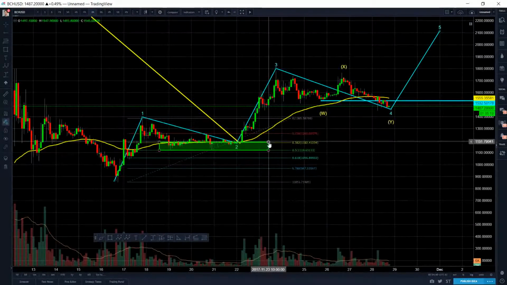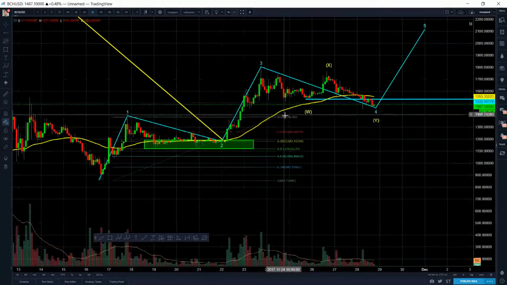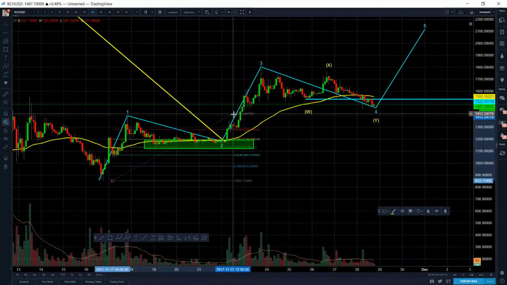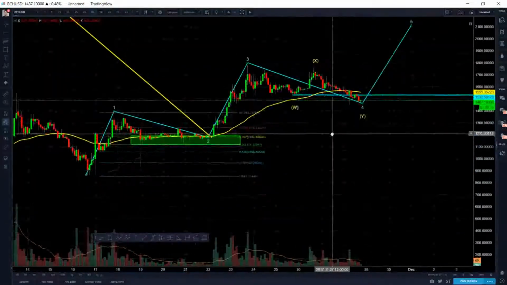So now we see that this one retraces to the more bullish side at the 0.382. Now we're just going to do a little bit of analysis. Now because this, let me show you guys.